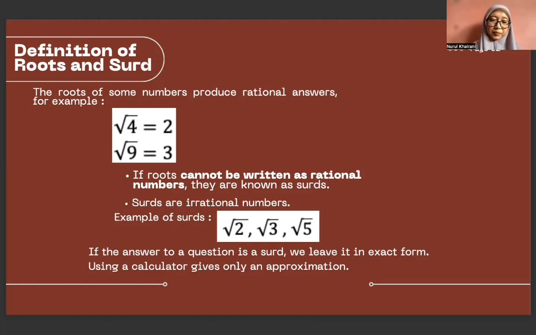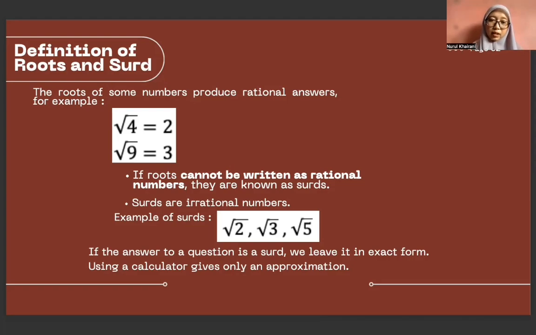For example, the square root of 4 is 2 because 2 times 2 equals 4. The square root of 9 is 3 because 3 times 3 equals 9. These are examples of roots that give a rational answer. However, not all roots give a rational answer. If a root cannot be written as a rational number, it is called a surd.